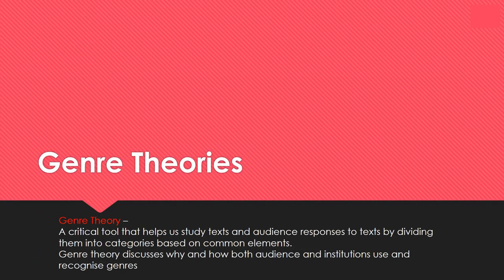So let's start by looking at the genre theories. They are basically looking at what makes a film fall into a certain category. What are the elements that pop into it that lets it fall into a particular category? And what the genre theory does is discuss why the audience and institutions use and recognize these particular genres.